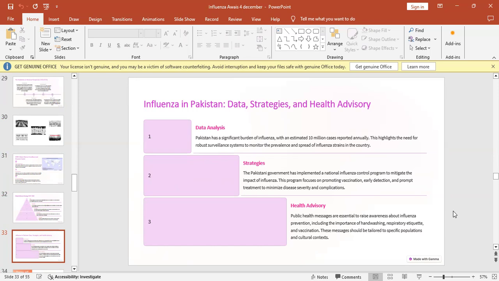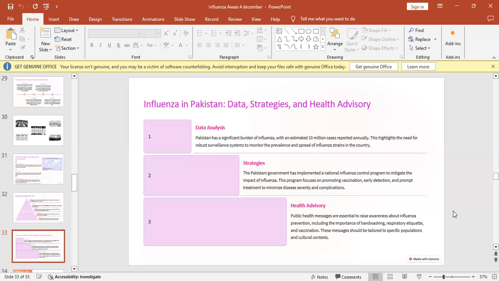The strategy that Pakistan is adopting: the Pakistan government has implemented a National Influenza Control Program to mitigate the impact of influenza. This program focuses on promoting vaccination, early detection, and prompt treatment to minimize disease severity and complications.